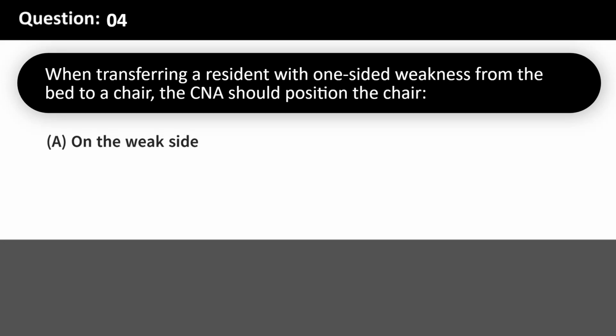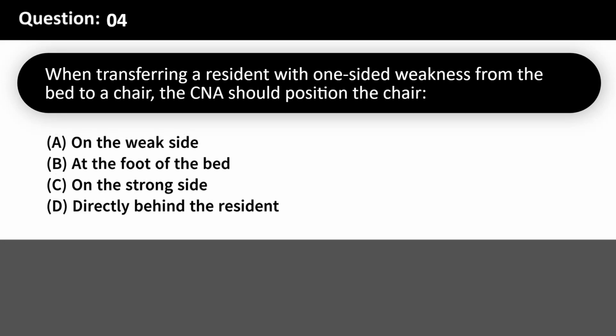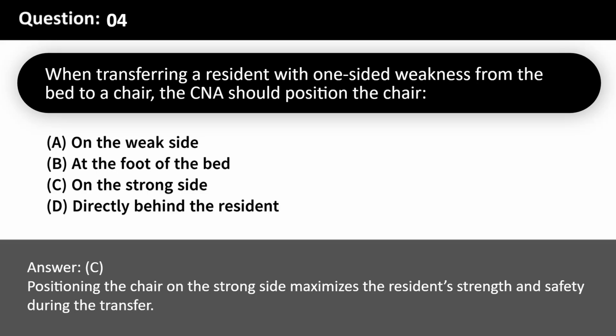When transferring a resident with one-sided weakness from the bed to a chair, the CNA should position the chair: A. On the weak side. B. At the foot of the bed. C. On the strong side. D. Directly behind the resident. Answer: C. Positioning the chair on the strong side maximizes the resident's strength and safety during the transfer.